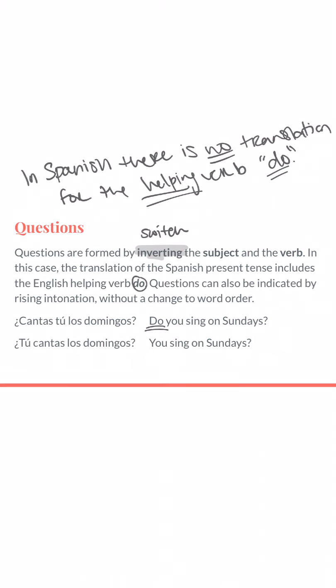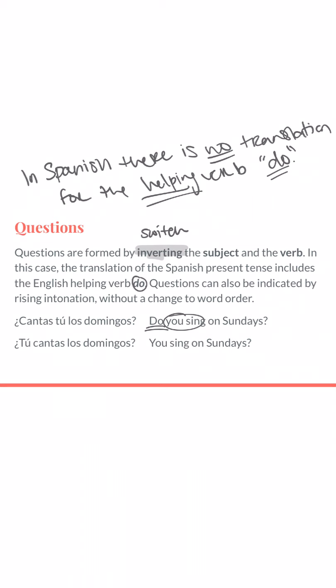This is the English helping verb, and we never really think about it because it's our first language, but English is kind of unique in this helping verb do. A lot of languages do not translate the same way that we do. So when you see a question like, do you sing on Sundays, you're not going to be able to translate this verb do, but what you will be able to translate is this verb, you sing. And this is straight what we go to.